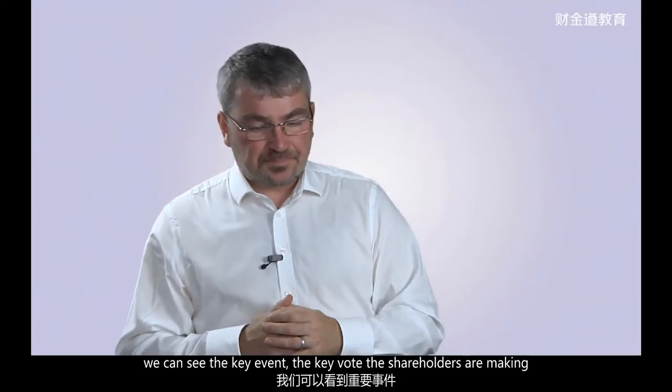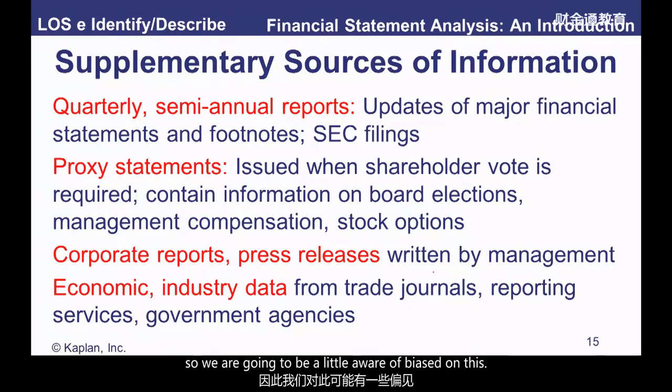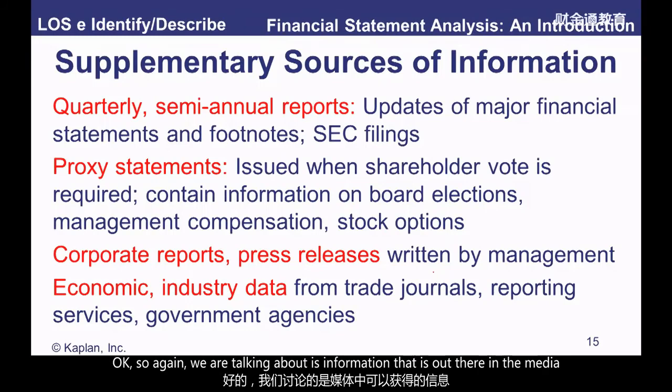Key point is by reviewing these proxy statements, we can see the key events, the key votes that the shareholders are making. Corporate reports and press releases, well, these are going to be written by management, therefore we need to be a little bit aware of bias in these. And we've also got economic and industry data from trade journals, reporting services and government agencies. Okay, so again, what we're really talking about is information that is out there in the written media.